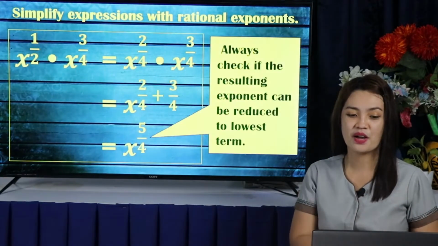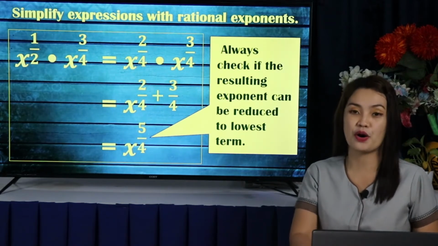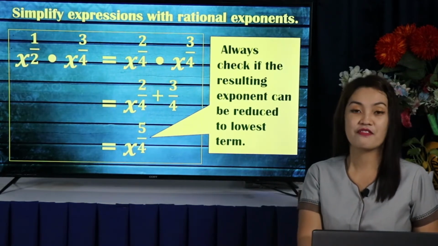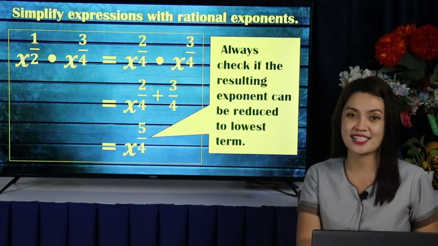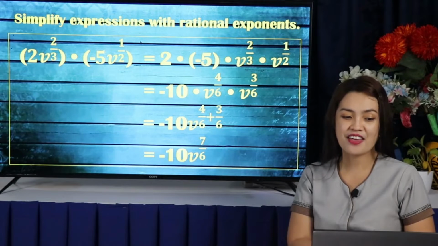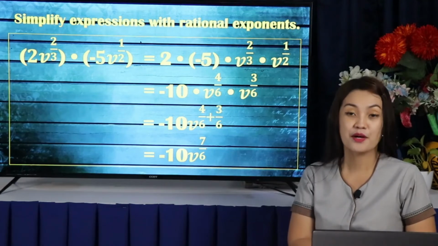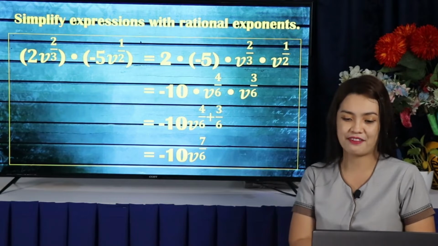Take note. Always check if the resulting exponent can be reduced to lowest term. 5/4 is already in its lowest term. Example number 2. Simplify the expression with rational exponents. 2v raised to the power of 2/3 multiplied to -5v raised to the power of 1/2.